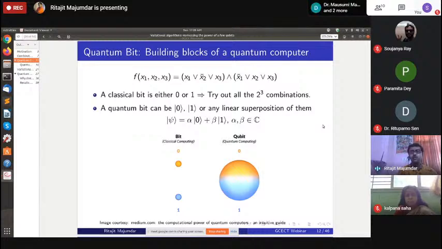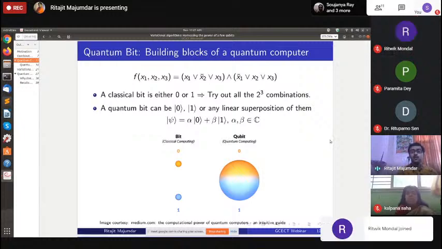That is somewhat very loose talk. It is not mathematically entirely correct, but you can think of it in this way. It doesn't really harm a lot if you say that a quantum bit can be both in 0 and 1 at the same time. So that is something interesting about quantum computers.